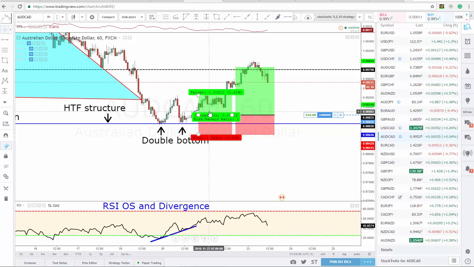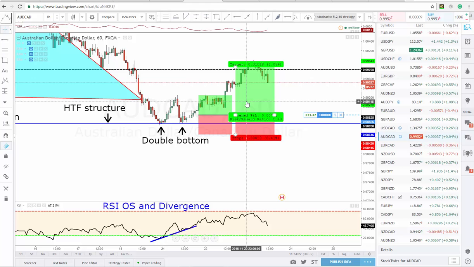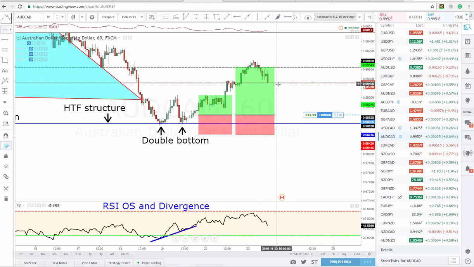First target winner of 41 pips and second target win of 101 pips. So this third part of the position that you see running is only in my personal trading.